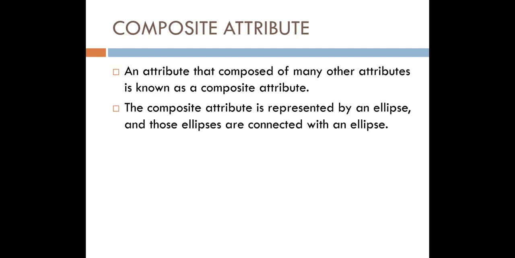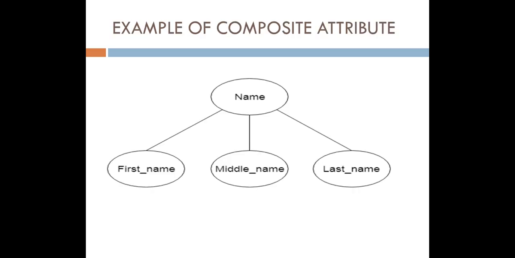Next we will discuss the composite attribute. An attribute that is composed of many other attributes is known as a composite attribute. It is represented by one elliptical shape which is further divided into more elliptical shapes. So if we are representing name as an attribute, it can be further divided into first name and last name, or first name, middle name and last name. So here the name is a composite attribute.